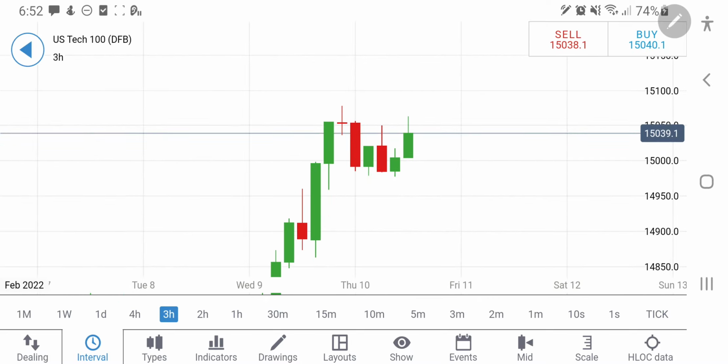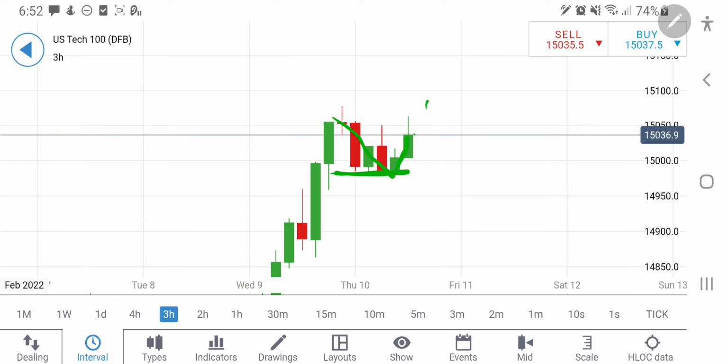Now look at the 3-hour chart. On the 3-hour chart, this is the downward trending channel it was trying to form. Now it is breaking out of this and trading beyond this zone. And also look at this, a minor retracement, taking the support at 14,970, trying to rise, second green candle, probably it may give you a third green candle also.